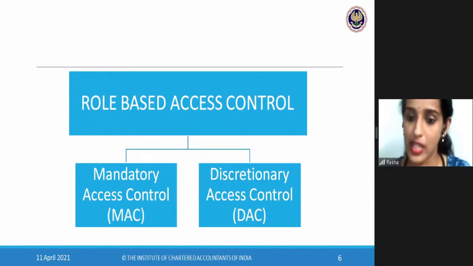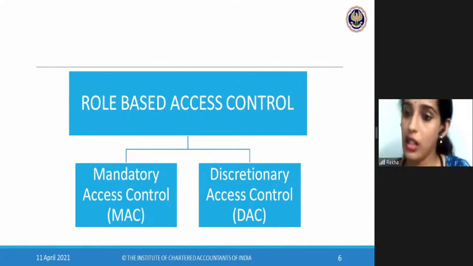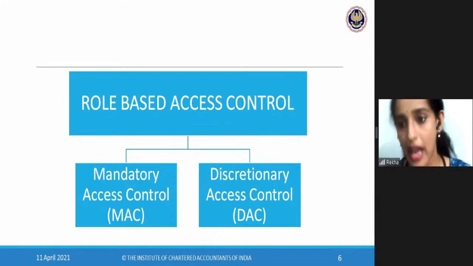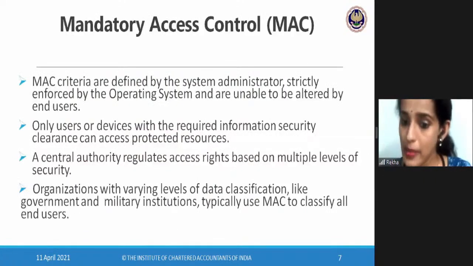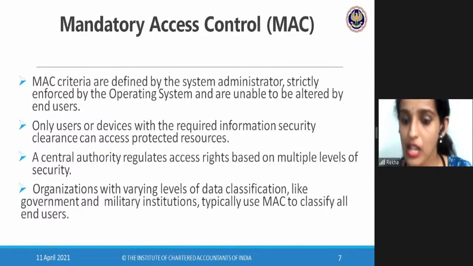There will be a system administrator who sets the necessary control measures in your system, and only those persons who have a particular level of security clearance will be able to access it. For example, in inter-country agreements or pacts between two countries, these are highly confidential, very secret information. This should not be leaked under any circumstances. In such cases, they go for mandatory access control.